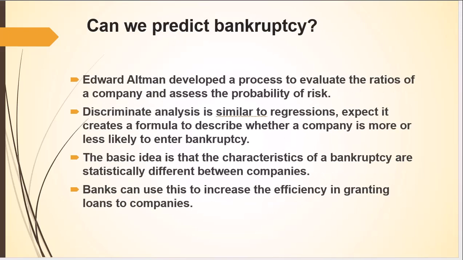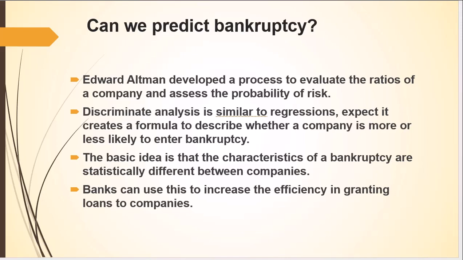There are some studies that were done by Edward Altman, back in, I think, the early to mid 50s, when Altman started this. He used something called discriminant analysis. It's similar to regressions, and basically it creates a formula. This formula uses financial ratios to describe whether a company is more or less likely to enter bankruptcy.